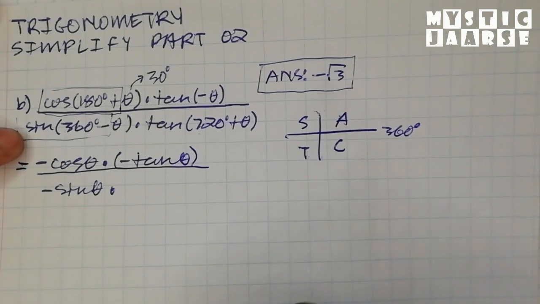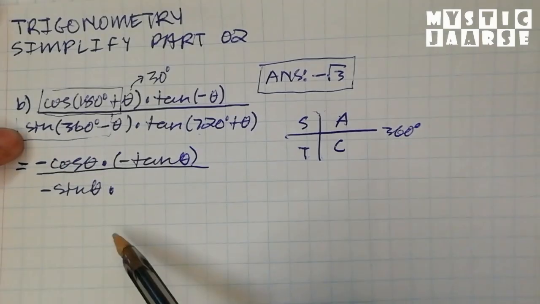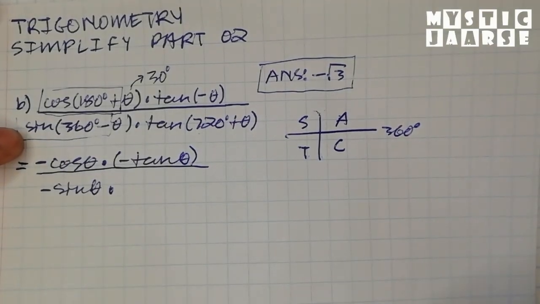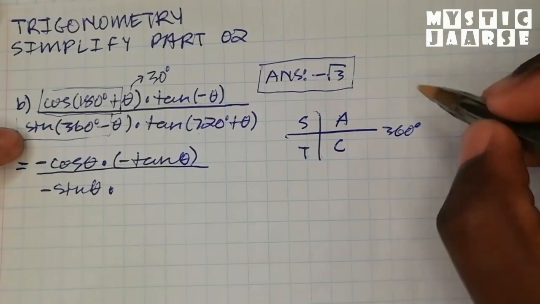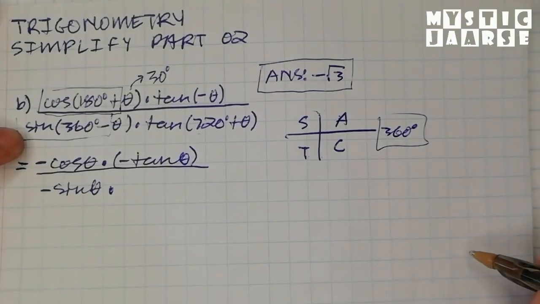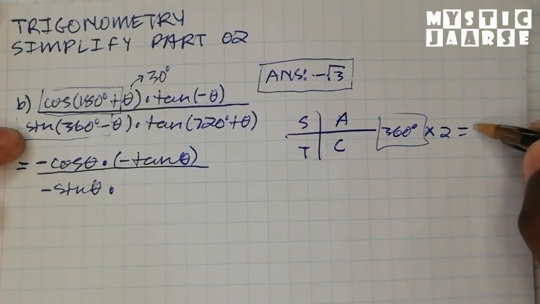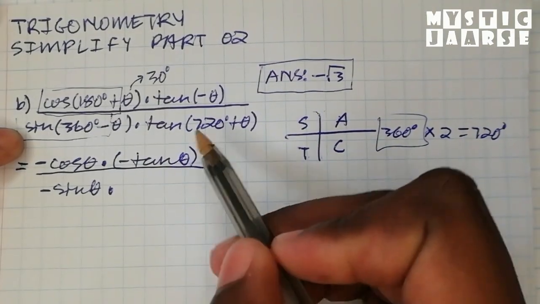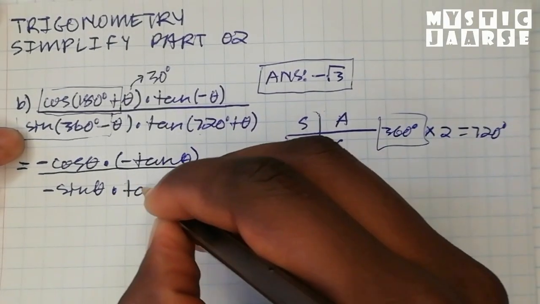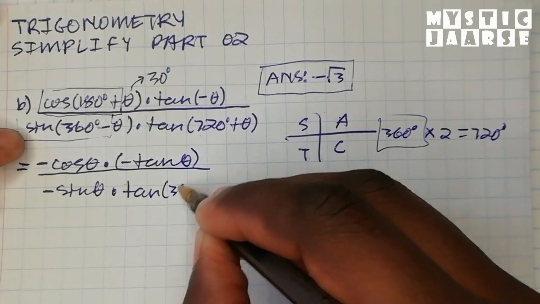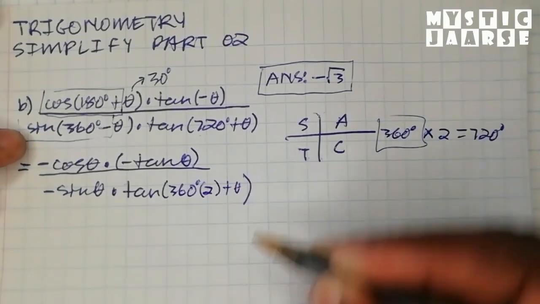We need to reduce it to 180 or 360 or 90 degrees. So the closest angle that we can reduce 720 to is actually 360. Why? Because when you multiply 360 by 2, you get 720. So we are just going to rewrite 720 in terms of 360. So we'll be having tan of 360 degrees times 2 plus theta.